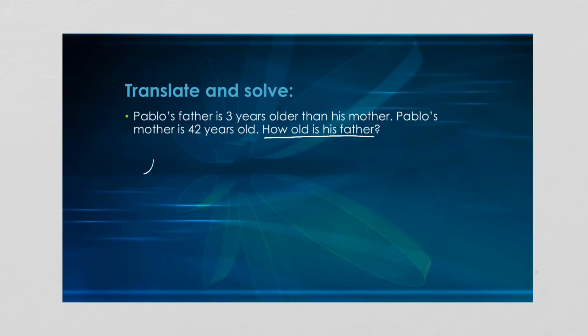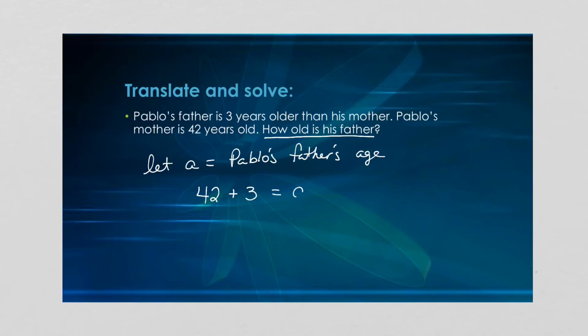So I'm going to let A equal Pablo's father's age. Okay? And I know that his father is 3 years older than his mother. So here's Pablo's mother's age. If I add 3 to that, I get A for Pablo's father's age.